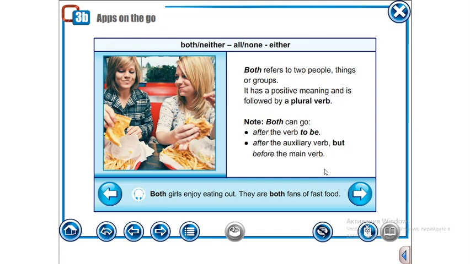Both, neither, all, none, either. Both refers to two people, things, or groups. It has a positive meaning and is followed by a plural verb. Note, both can go after the verb to be, after the auxiliary verb, but before the main verb. Both girls enjoy eating out. They are both fans of fast food.